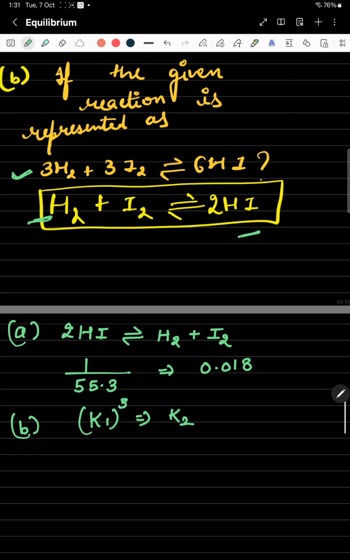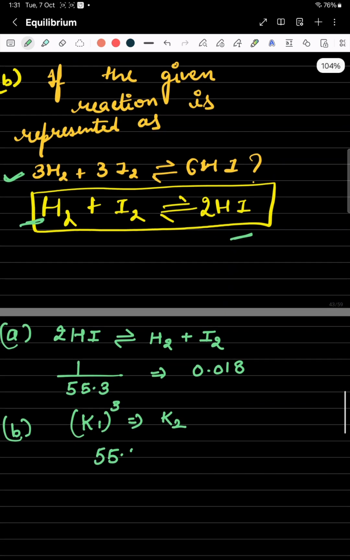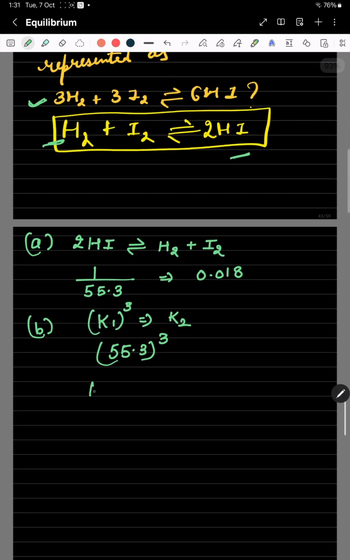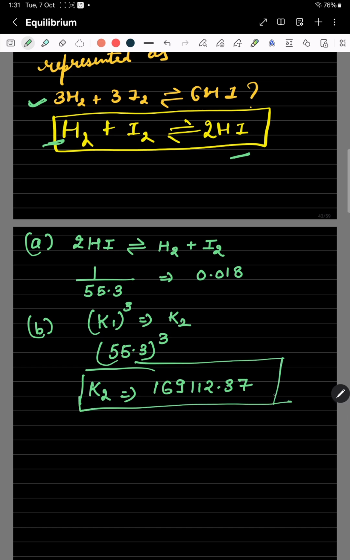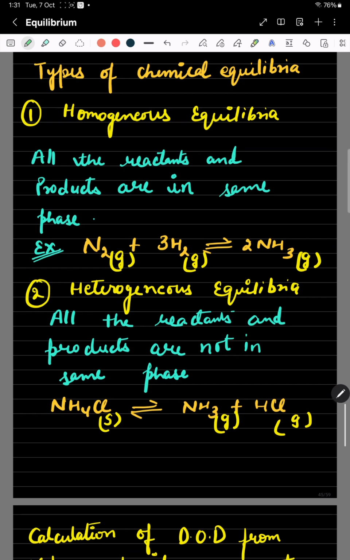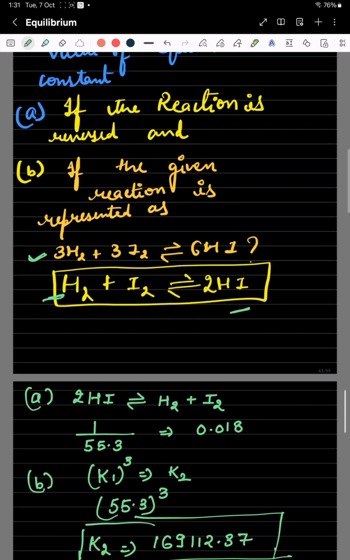So here the K1 value is given to you as 55.3. Just take the whole cube. This will give you the K2. So 55.3 power 3 is 169112.37. Completely. Now I hope you all are clear up to this.